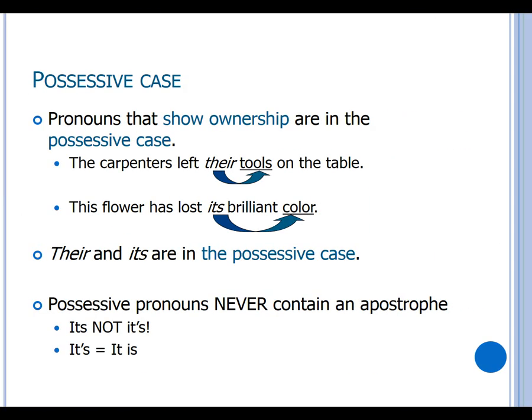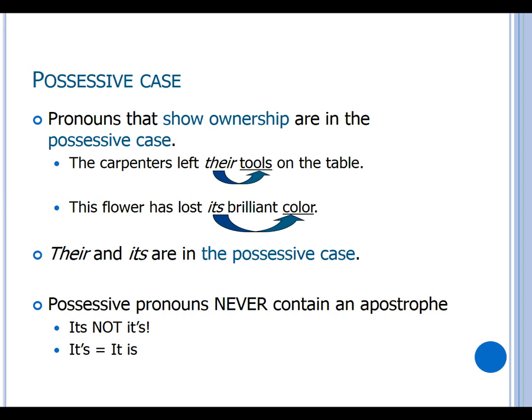The possessive case shows ownership. Let's review a few examples. The carpenters left their tools on the table. The pronoun their shows that the carpenters own the tools. The flower has lost its brilliant color. The pronoun its shows that the flower is in possession of the color.